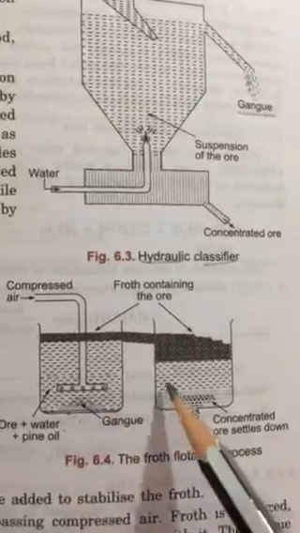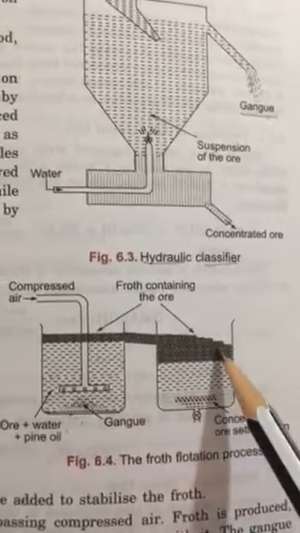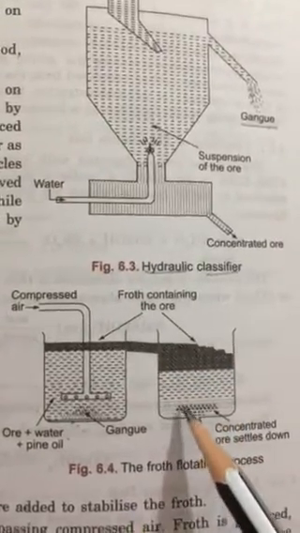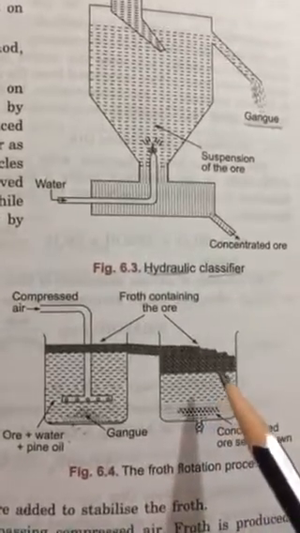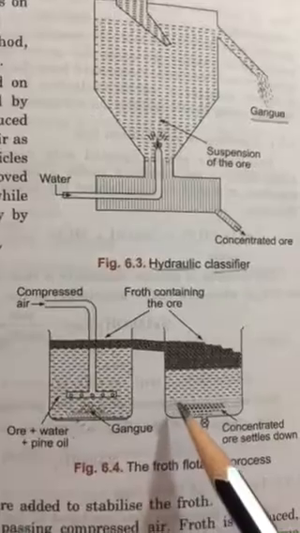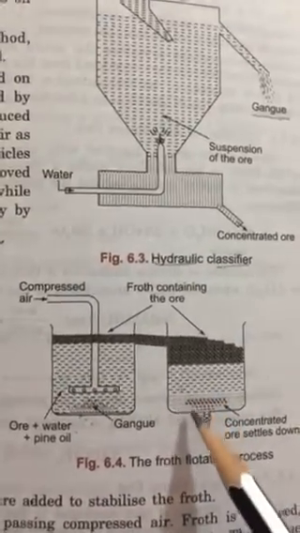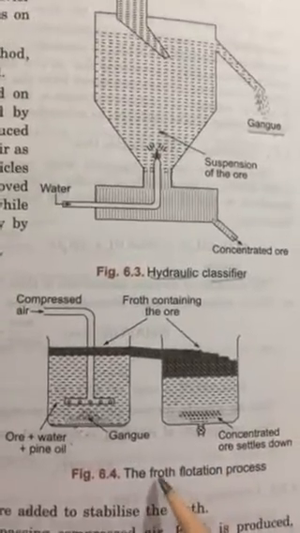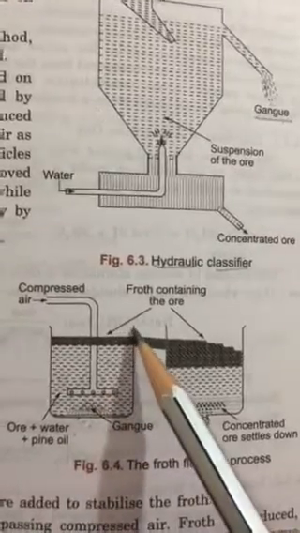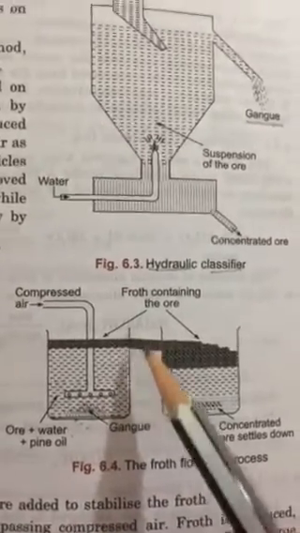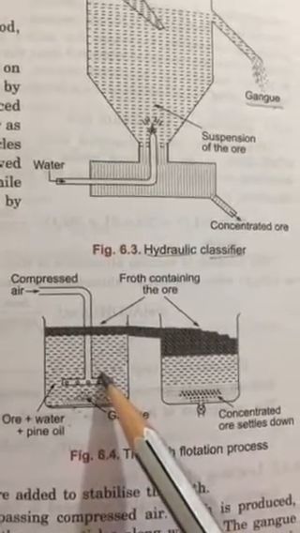So eventually we would notice that the froth which is containing the ore stays at the top and the impurities are left behind. So this is one method by which we can separate an ore which is containing sulfides from its impurities. This is known as the froth flotation process because it helps in the formation of foam or froth. But one exceptional thing is that it is used only for sulfide ores.